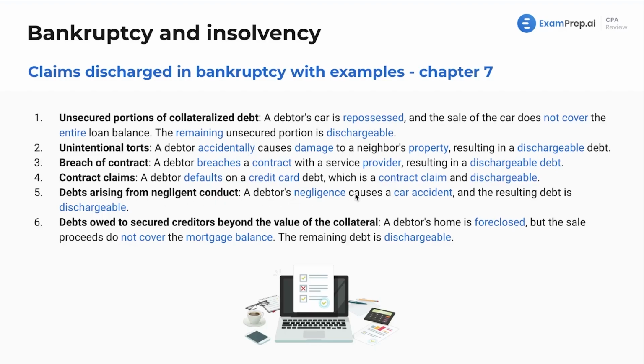Debts arising from negligent conduct. A debtor's negligence causes a car accident, and the resulting debt is dischargeable. Kind of similar to the unintentional tort, negligent conduct. I know they're different, but think of them in the same vein there.